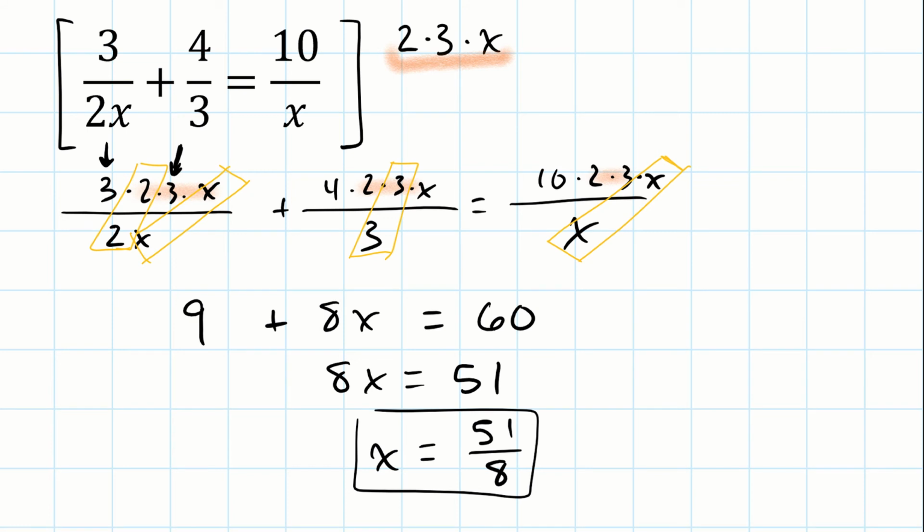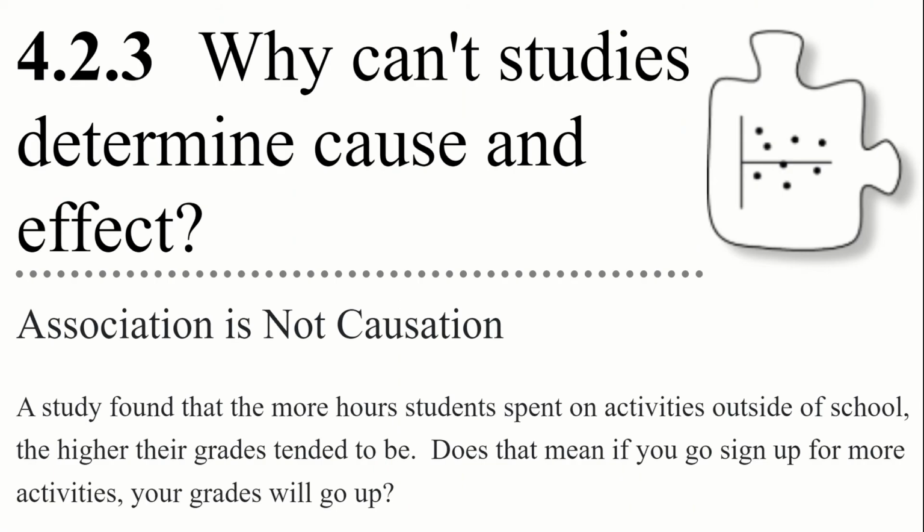All right, so let's move on to today's topic. So the title for 423 is Why Can't Studies Determine Cause and Effect? And this is a cautionary tale. Basically, the bottom line is association is not causation.